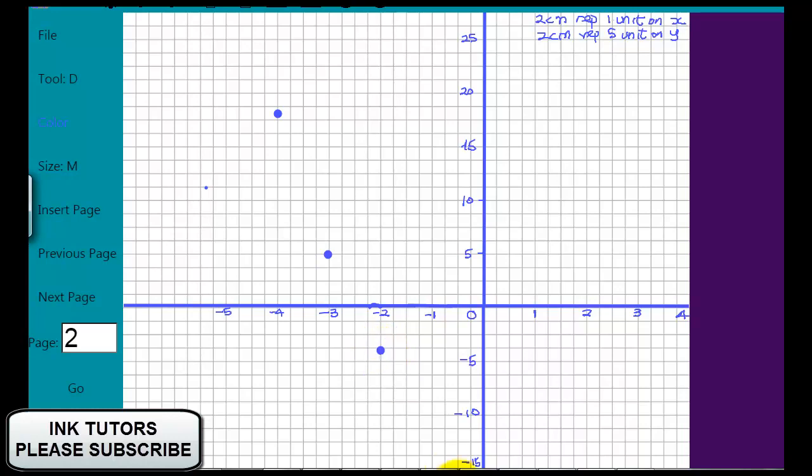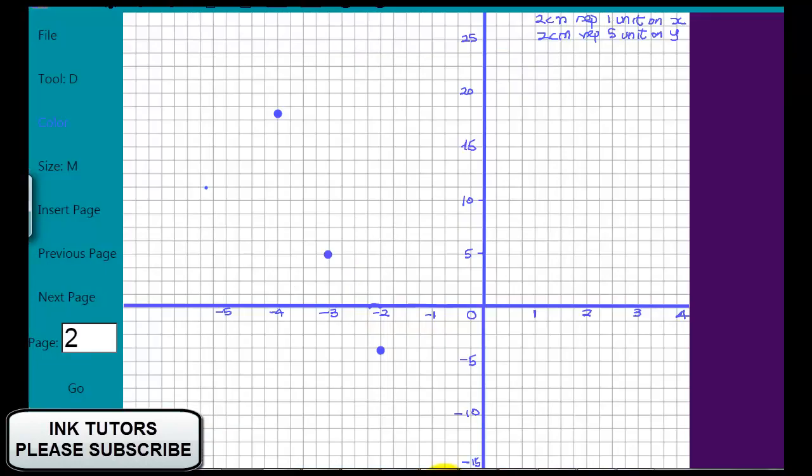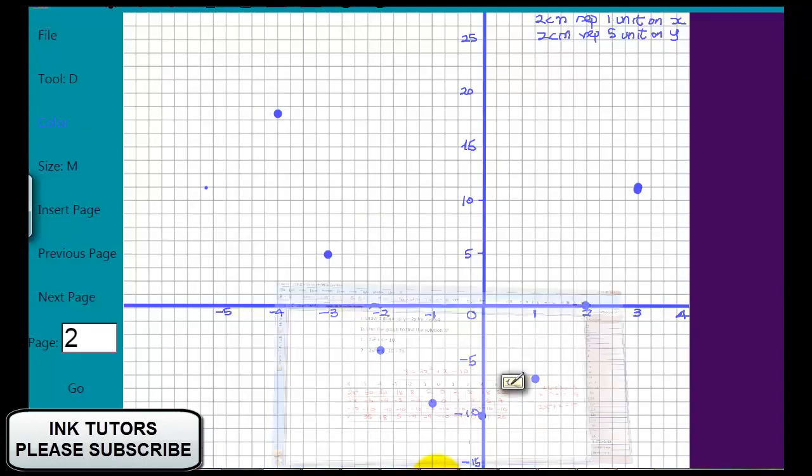The next one says when x is minus 1, y is going to be minus 9. So this is minus 1, matching it to minus 9 will be somewhere around here. And the next one says when x is 4, y is going to be 26. So now you can see it's not within our scale. So 26 is going to be, okay, wow, that's within our scale. This is 25, so this is 26. It's going to be somewhere around there.